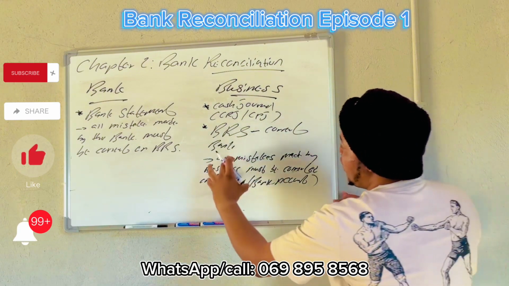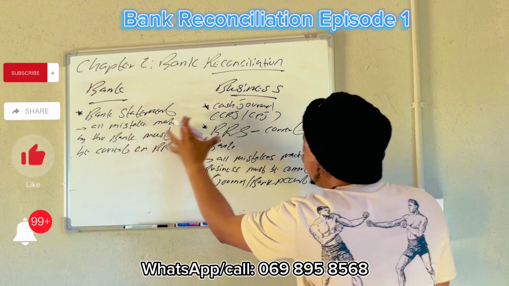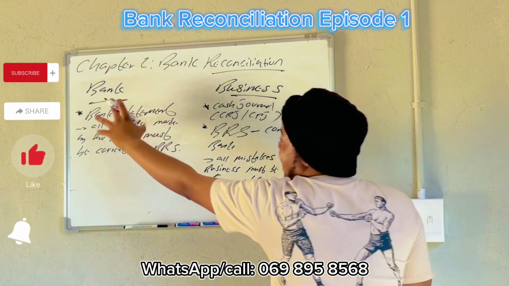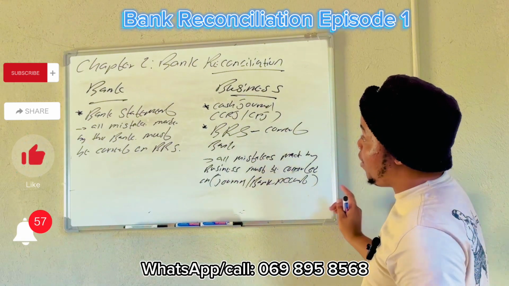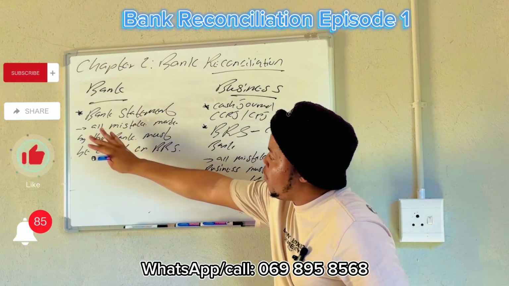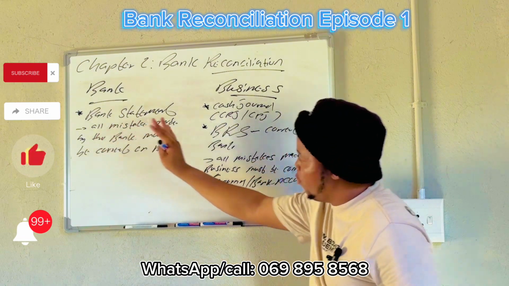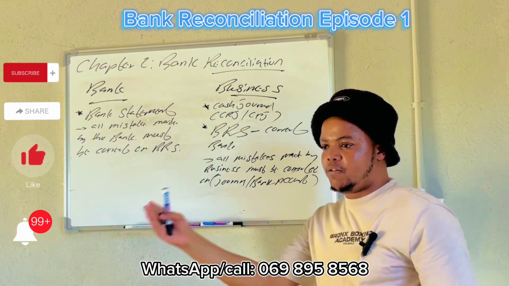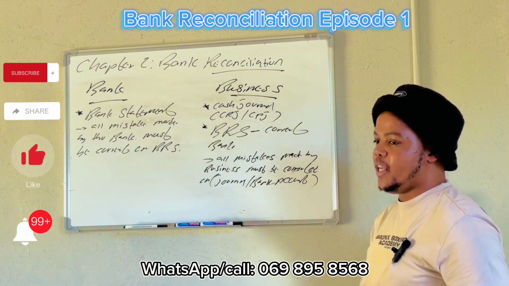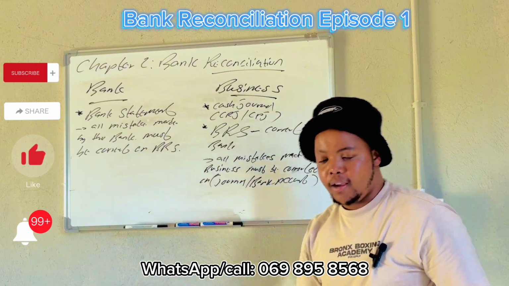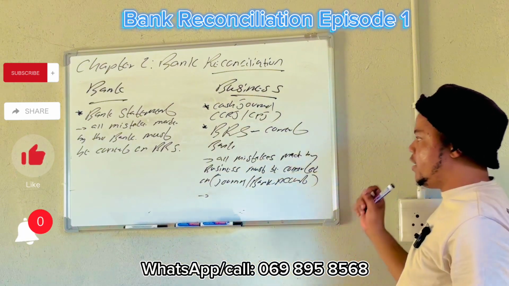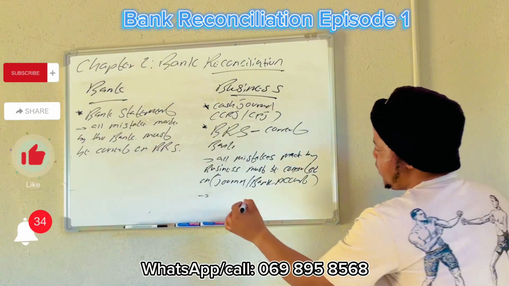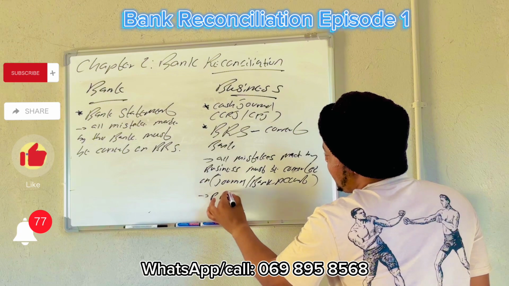Yeah. And remember, I was still talking about the issue of what the business prepares and what the bank prepares. On top of that, I have added where to rectify the mistakes. If the bank made a mistake, we rectify where? If the business made a mistake, we rectify where? Are we all together?